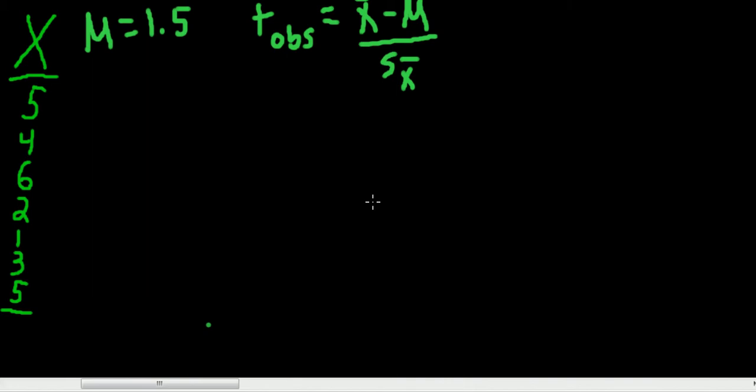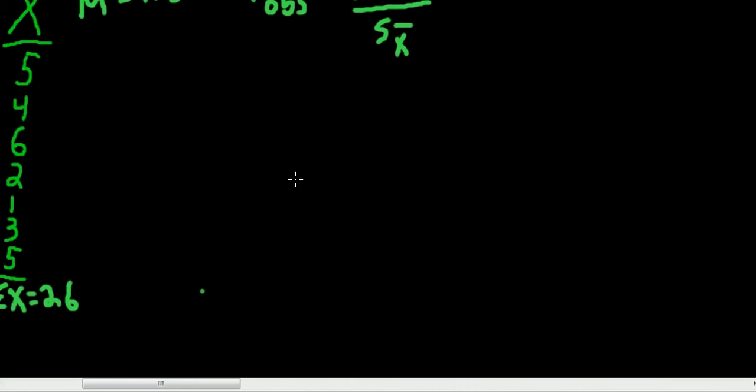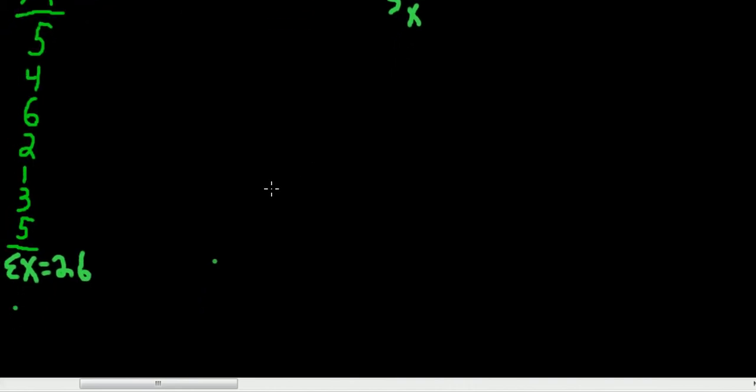So to compute the mean, we'll first take the sum of x. Sum of x here is 26, so just the sum of all the scores together is 26. And the mean is going to be 26 divided by 7, which gives us 4.3944.